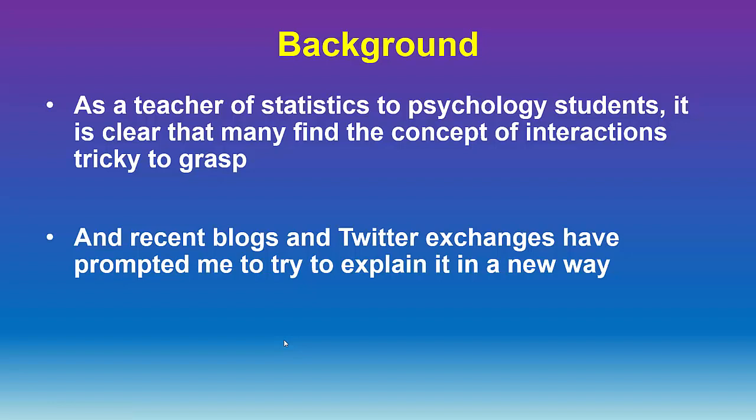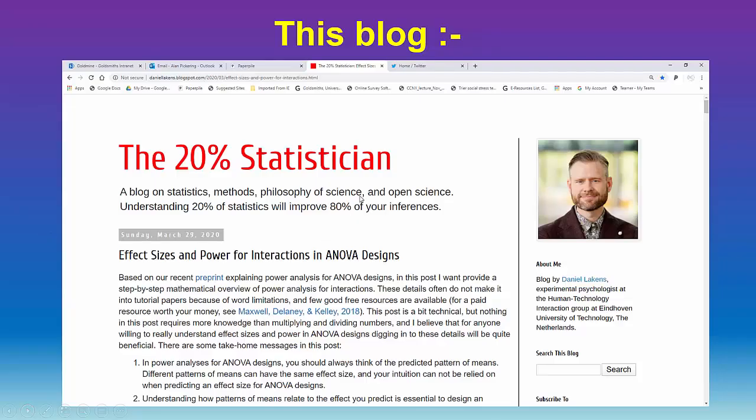And actually, there were some recent blogs and Twitter exchanges which have prompted me to some new thoughts on this topic. So this was the blog, came out quite recently by Daniel Lakens, a Dutch psychologist who writes a blog called The 20% Statistician. And this was on effect sizes and power for interactions in ANOVA designs. I'll put the link to the blog in the description below.